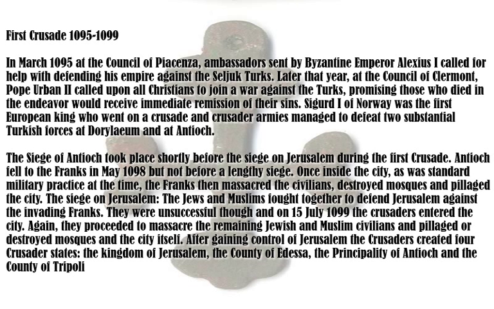After gaining control of Jerusalem, the Crusaders created four Crusader states: the Kingdom of Jerusalem, the County of Edessa, the Principality of Antioch, and the County of Tripoli.